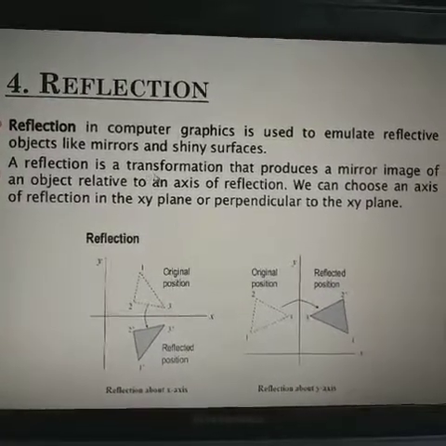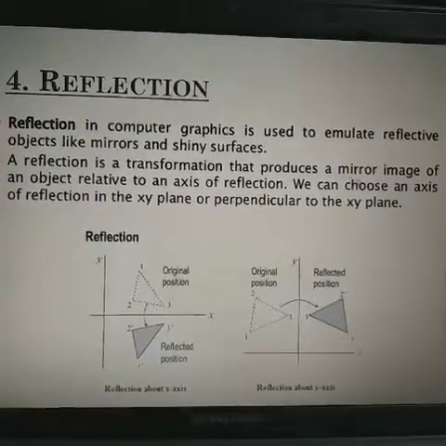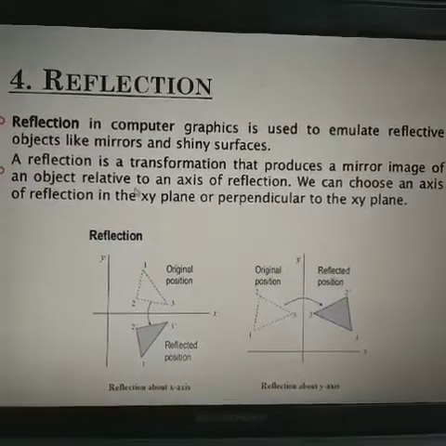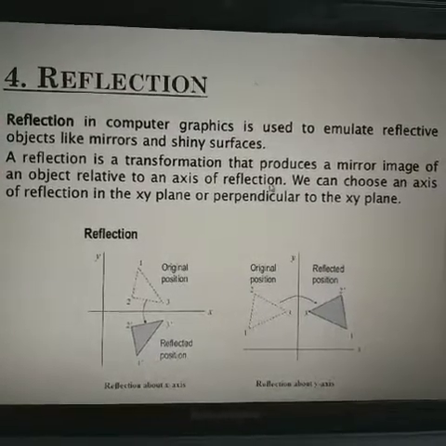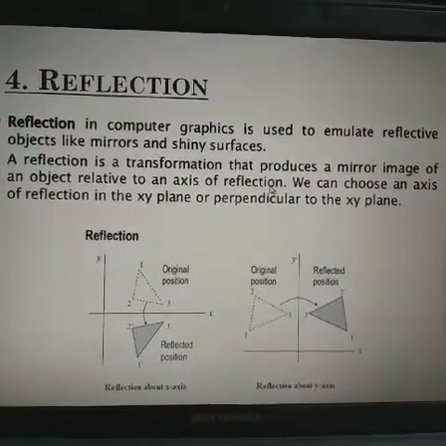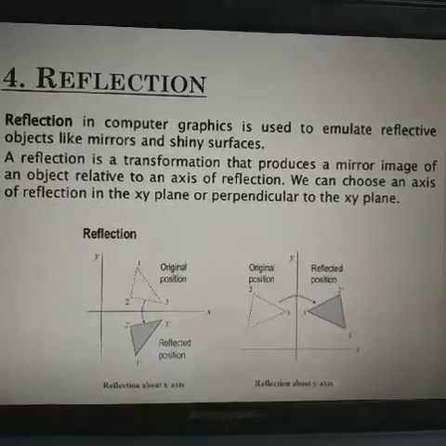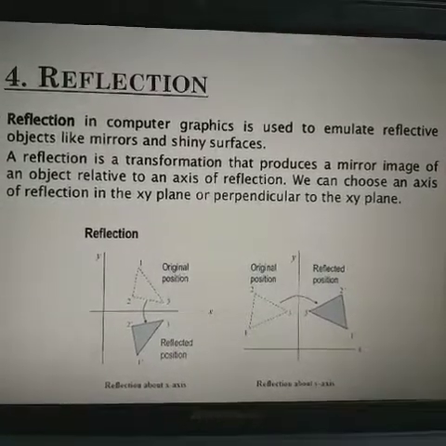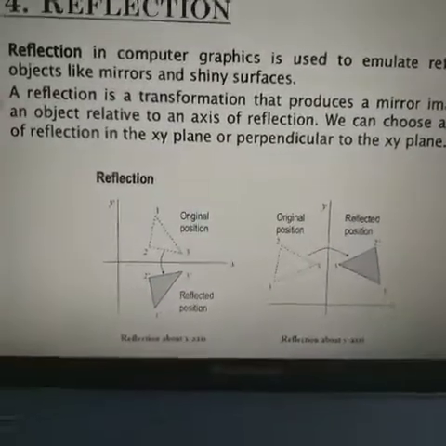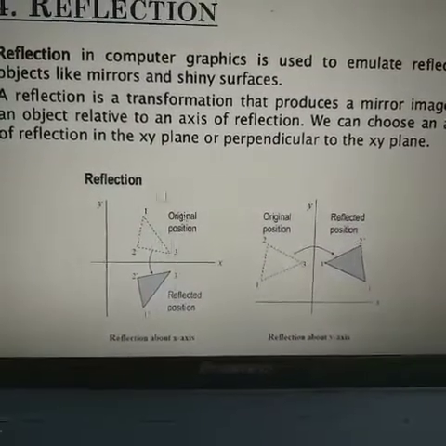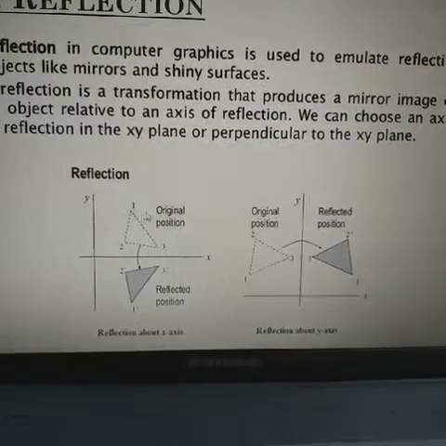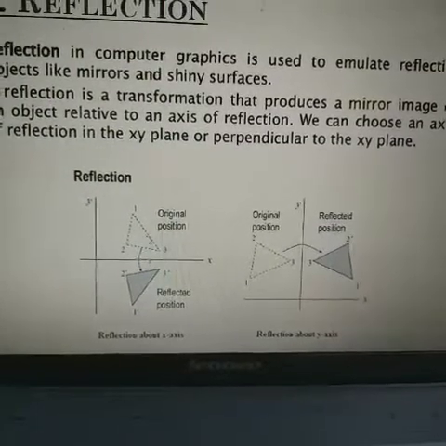So, reflection is a transformation that produces the mirror image of an object relative to an axis of reflection. We can choose an axis of reflection in the xy plane or perpendicular to the xy plane. So, here is the example. If we have any object on the x-axis, there are 3 points, like this is one triangle.